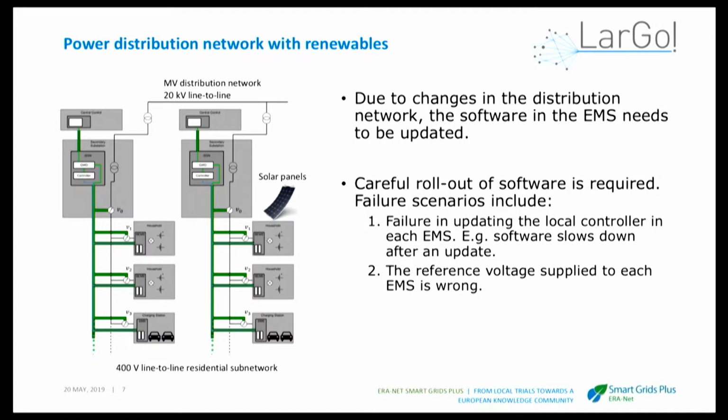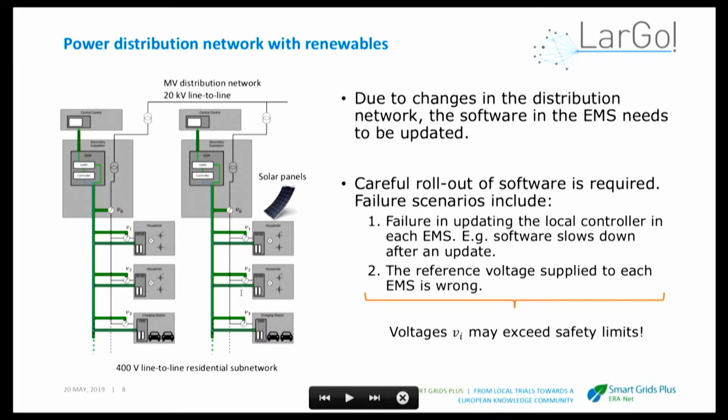For instance, there are two particular failure scenarios for which I would provide an example. If you failed to actually update that particular software in that particular household, then the local controller would fail, and the software may slow down after an update. You could also provide the wrong reference voltage to each of these households. As a result, the voltages provided to each of these households may exceed the safety limit that has been specified, and that's not a good thing.